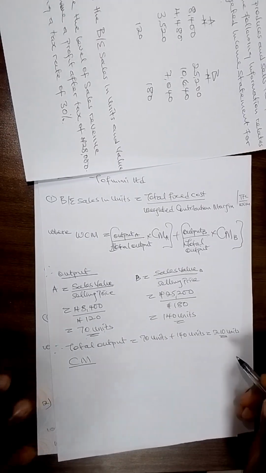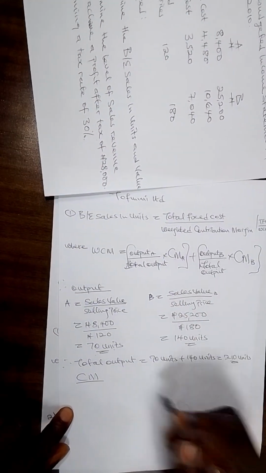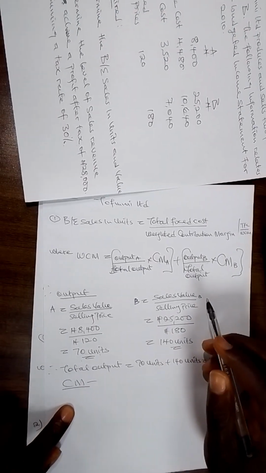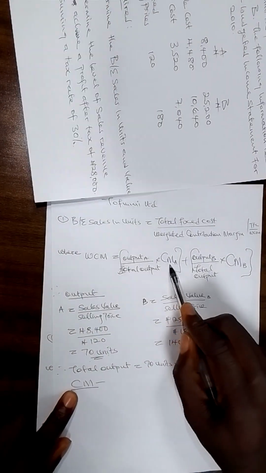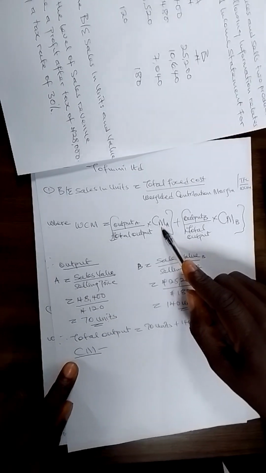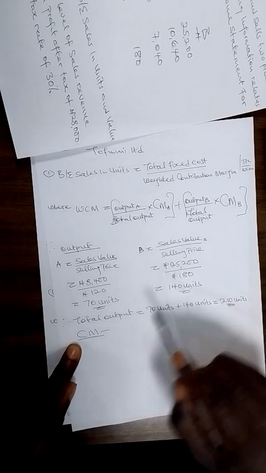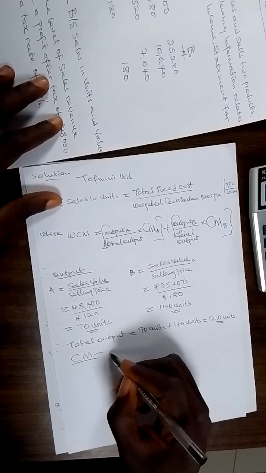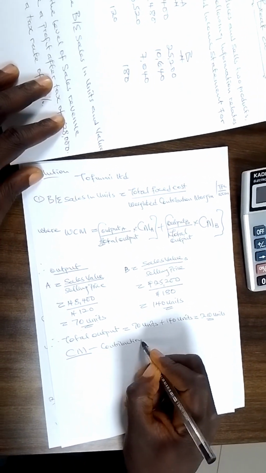So we move to CM. CM stands for contribution margin. This is not weighted contribution. We need the individual contribution, that is the contribution margin for A and the contribution margin for B. That is what we need to compute now. So how do we calculate contribution margin?